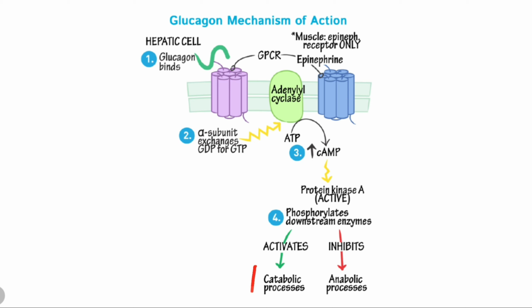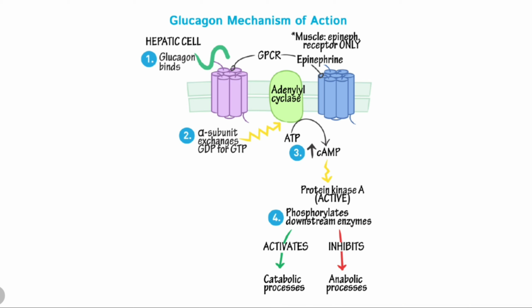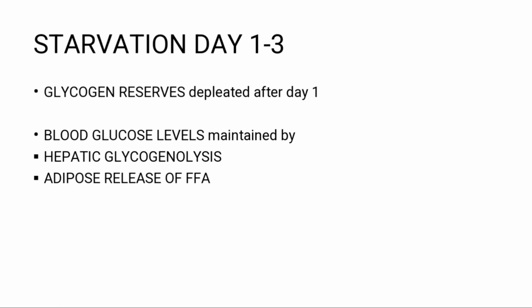So catabolic processes like gluconeogenesis and glycogenolysis, etc., are activated. And these downstream enzymes also basically inhibit the anabolic processes. All these things happen in the fasting state. Now, what happens if you continue fasting? So starvation, from day 1 to day 3, what happens?